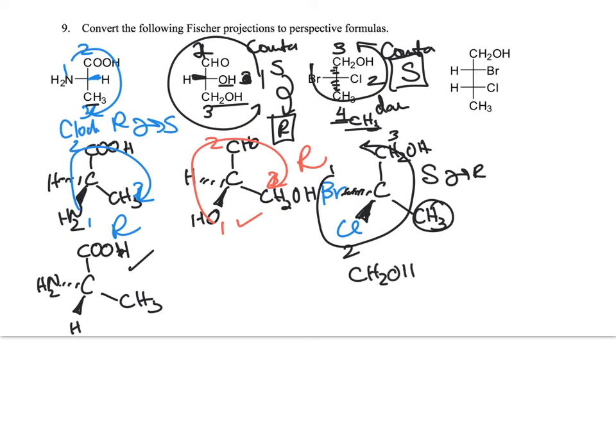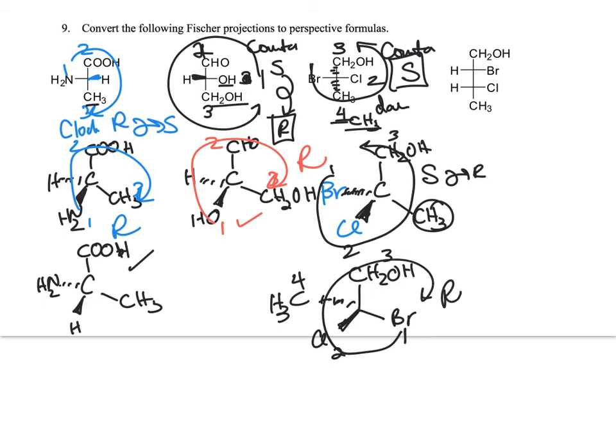So what you could do is you could just put bromine there. Let's see if this will work. Put CH3 back. So that's 4. Bromine's 1, chlorine's 2. 1, 2, 3. So that's R, and it would stay R, but we want S.